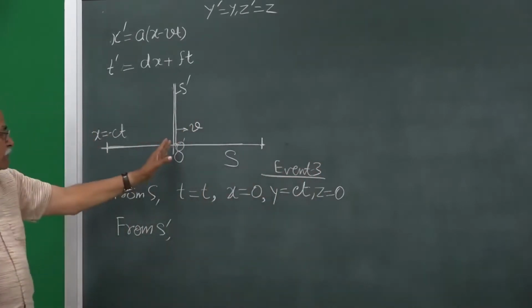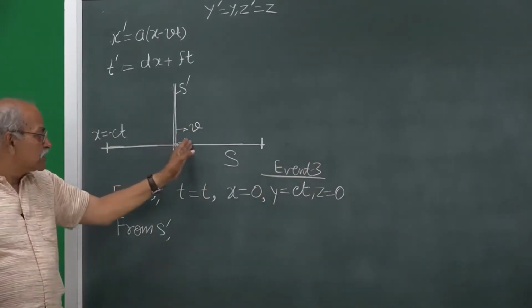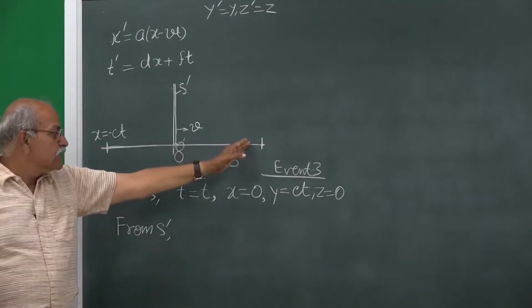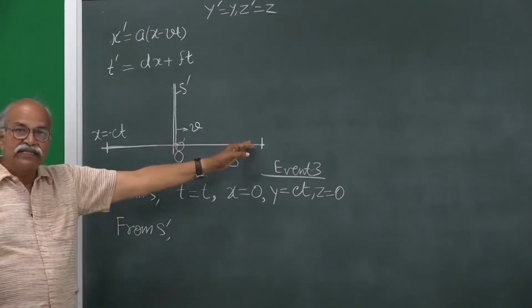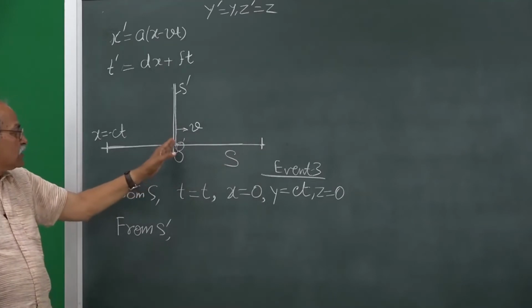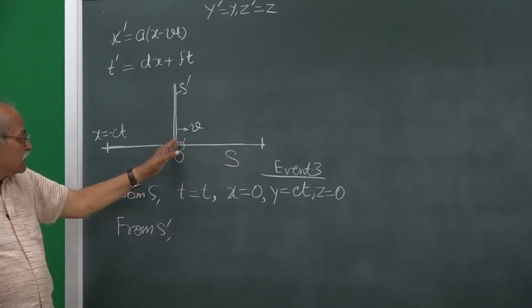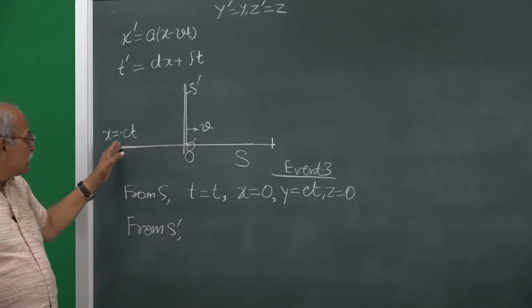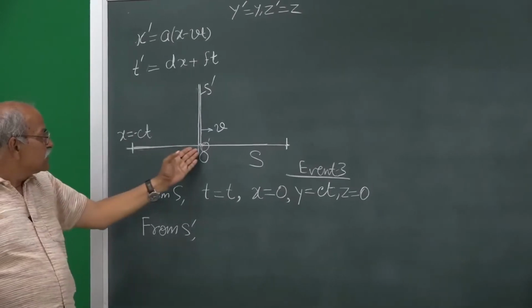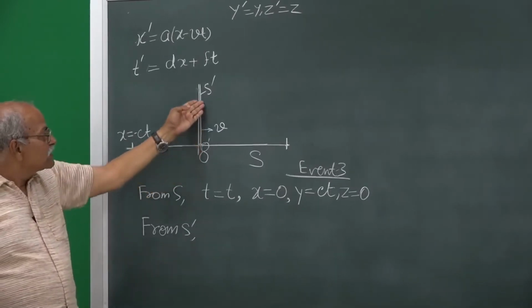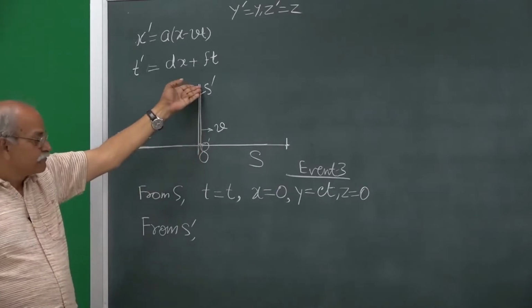Event 1 was light going along the positive x axis and reaching the distance c t here on the x axis. Event 2 was light going in the negative x direction and then reaching here, and event 3 is that light going along the y axis and reaching here.